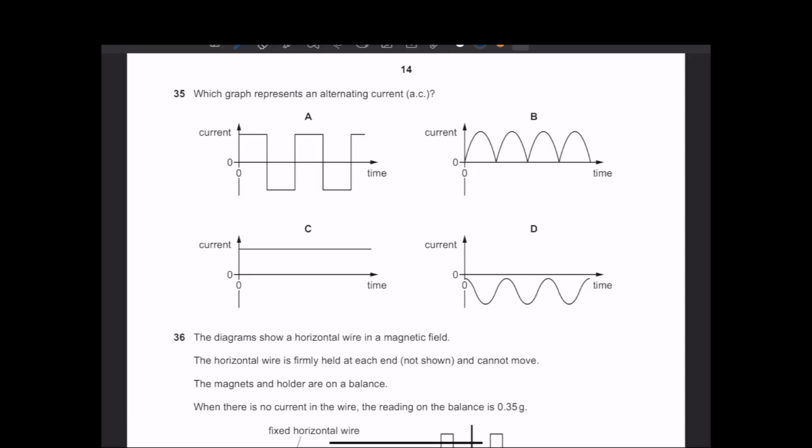Which graph represents an alternating current? You know, this is DC, direct current, and this is also DC. It's the same, but a little more stable. And this is also purely DC from a battery. The only alternating current here is A, because part of the current is positive and the other part is negative. It means we have two different directions for the current. That's why it's alternating. So the right answer here is A.